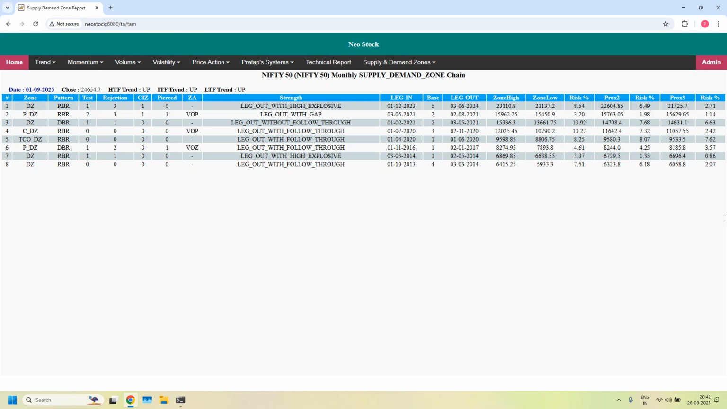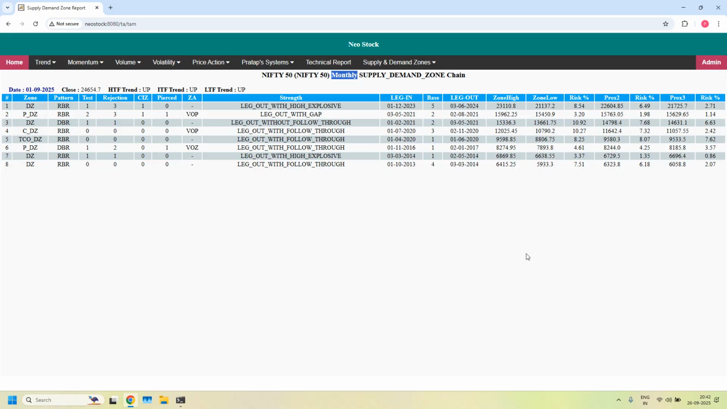So this is NIFTY monthly supply demand zone chain report. In any supply demand zone chain, always look into the zone column to find the high liquidity zones, pierced column to find the pierced zones. Always look into the LTF trend to find the trend of the current time frame you have selected. And one time frame higher is ITF and one more time frame higher is HTF. You already learned those points.